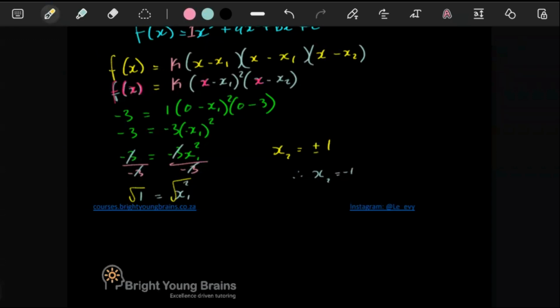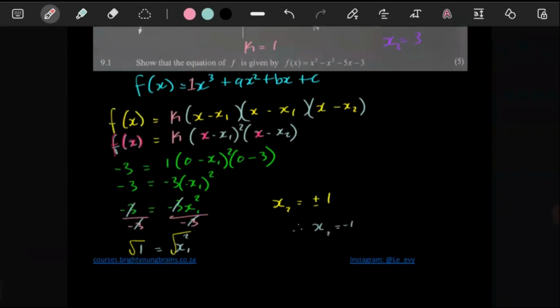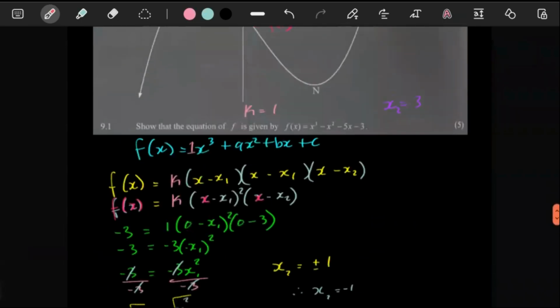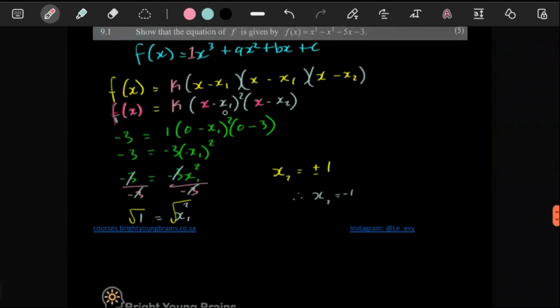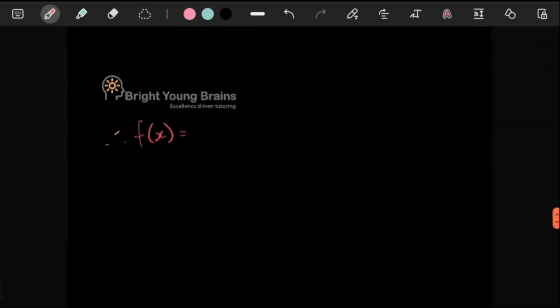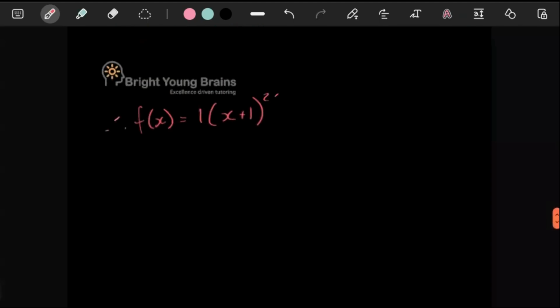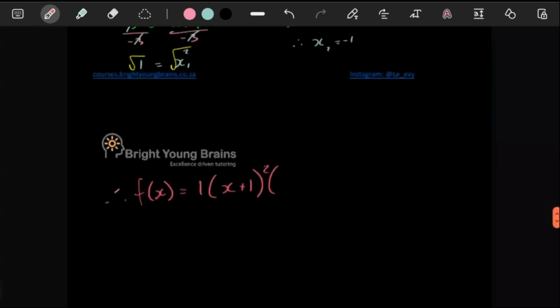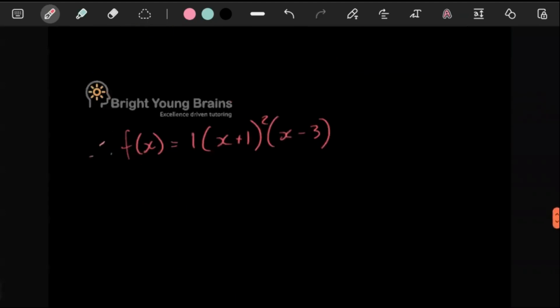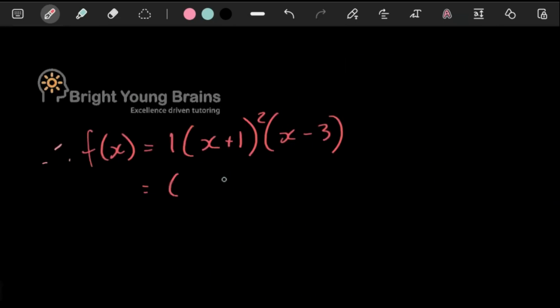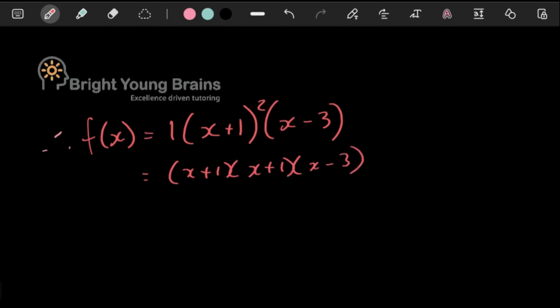Let us work with the red one. In our equation of f of x, we can say here, therefore, f of x is equal to, let's put in everything except for the x and the y. So k is a 1. X1, we got it to be a -1. So if you put a -1 there, it's going to be negative times a negative. And then the second bracket, we know it's like x minus a 3 there. Here you have 2 brackets that look identical, and then a third distinct one.